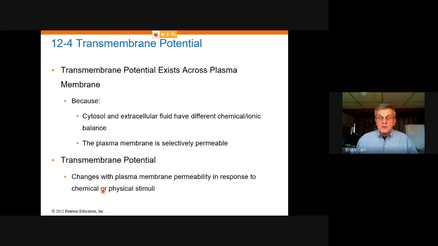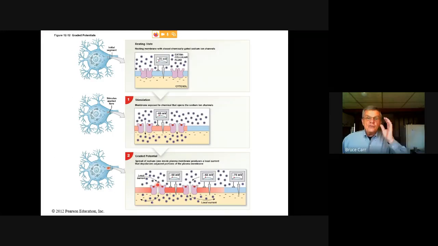The transmembrane potential is going to change in response to all the stimuli around it, the chemistry, the pH, the mechanical pressure, the movement. And that's going to change these chemical and physical conditions that we see. So let's take a look quickly at what we see as a membrane of a neuron functioning under graded potential.